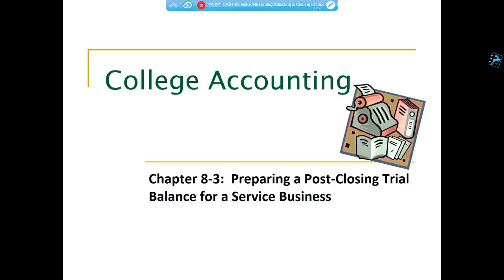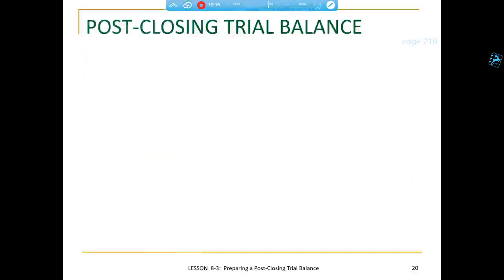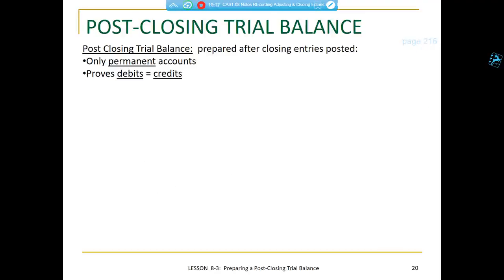8-3. Let's move into the last part of the process, which is to prepare a post-closing trial balance. So, how do we prepare a post-closing trial balance? What we're going to do is take all the permanent accounts and prepare a trial balance.